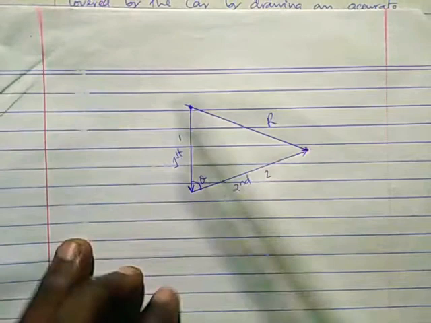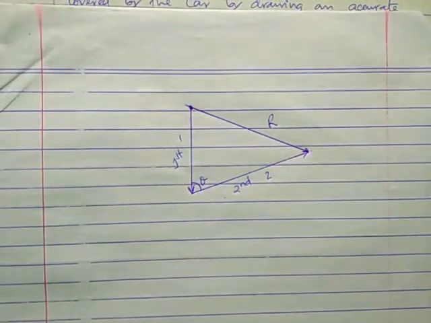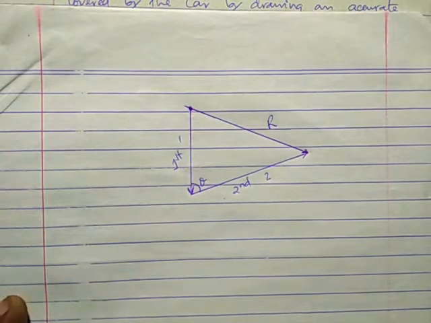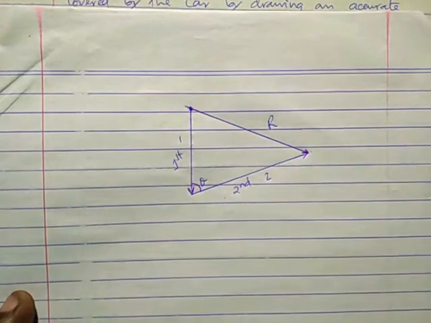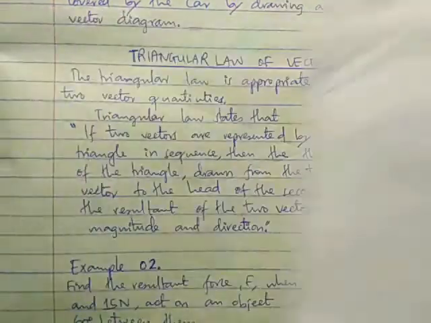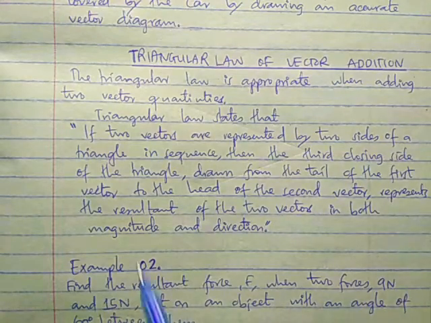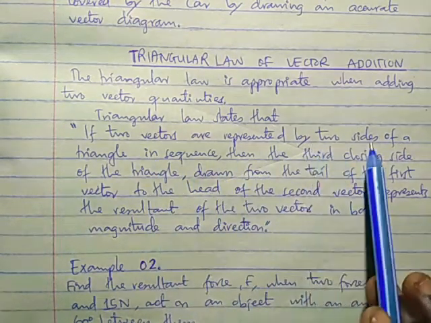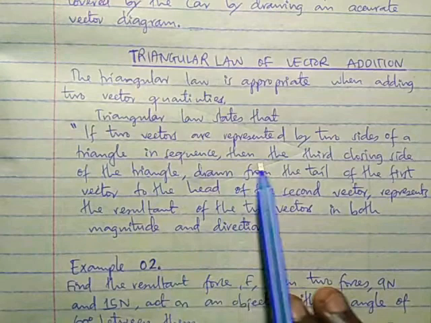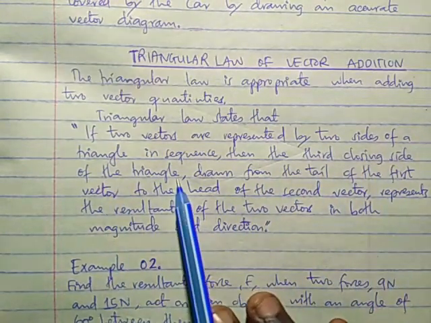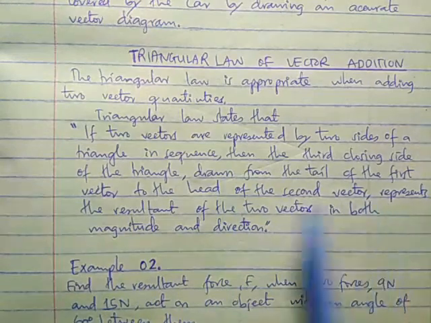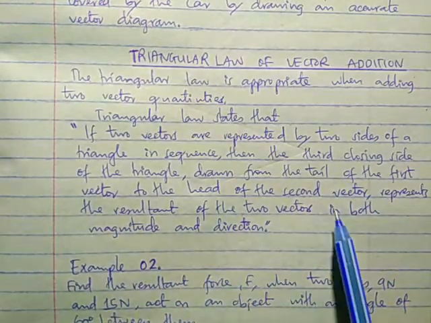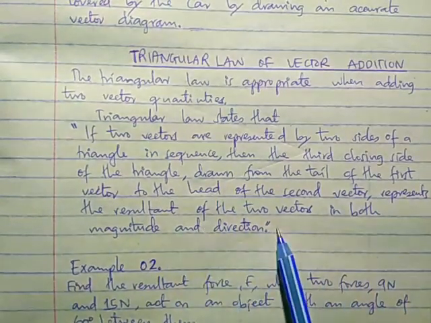So here we have two vectors. The first and second vectors represent 2 sides of the triangle. The third vector is the resultant vector. So what we are saying is that if 2 vectors are represented by 2 sides of the triangle in sequence, then the third closing side of the triangle drawn from the tail of the first vector to the head of the second vector represents the resultant of the 2 vectors in both magnitude and direction.